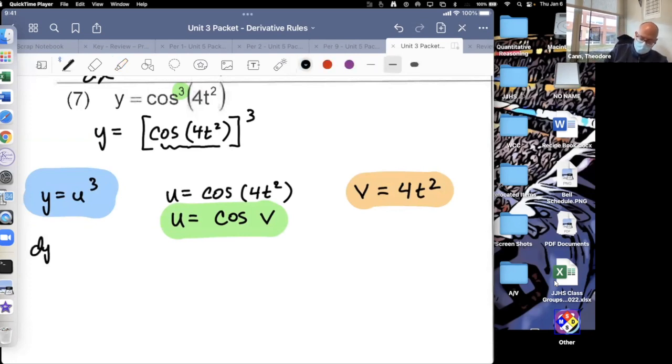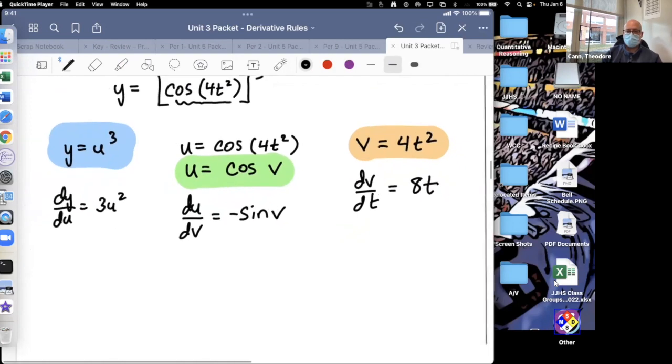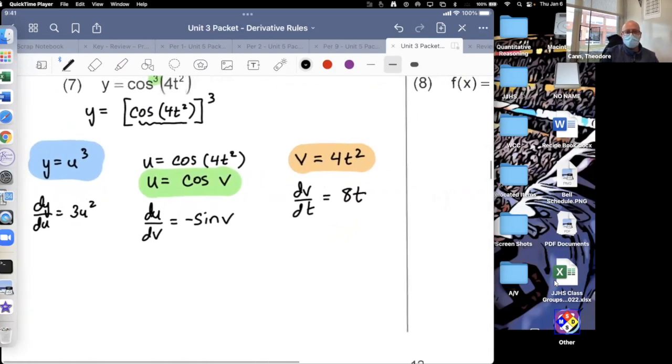All right. dy/du is 3u squared, du/dv is negative sine of v, and dv/dt would be 8t. But ultimately, I want to get a dy/dt. Now, in previous problems, I wanted to get a dy/dx, but that was because the independent variable was x and the dependent variable was y. Now t is taking on the role of x.